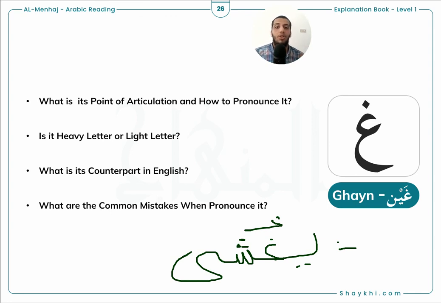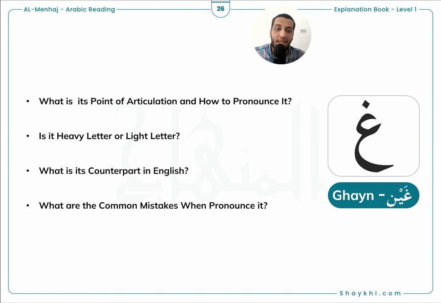Okay, so I think this is now, alhamdulillah, the end of our discussion today of letter Ghayn. I hope now you can pronounce letter Ghayn easily and don't have any difficulties when pronouncing this letter.